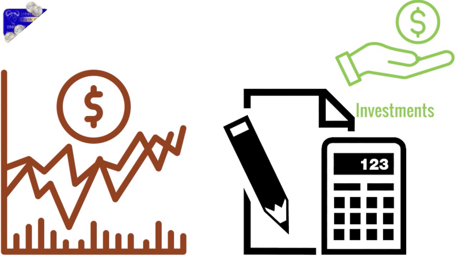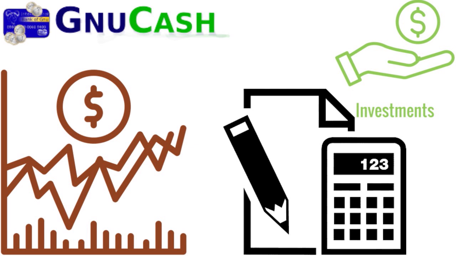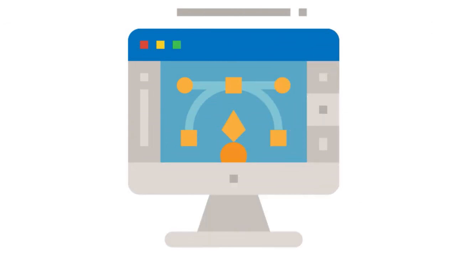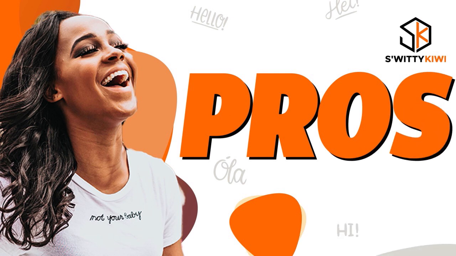So who should really use it? Well, GNU Cash free accounting software is best for businesses that need to track investments and want compatible software that works with Linux. So let's quickly go through the pros and cons here so you have a clear idea what we're speaking about. So let's talk about the pros.